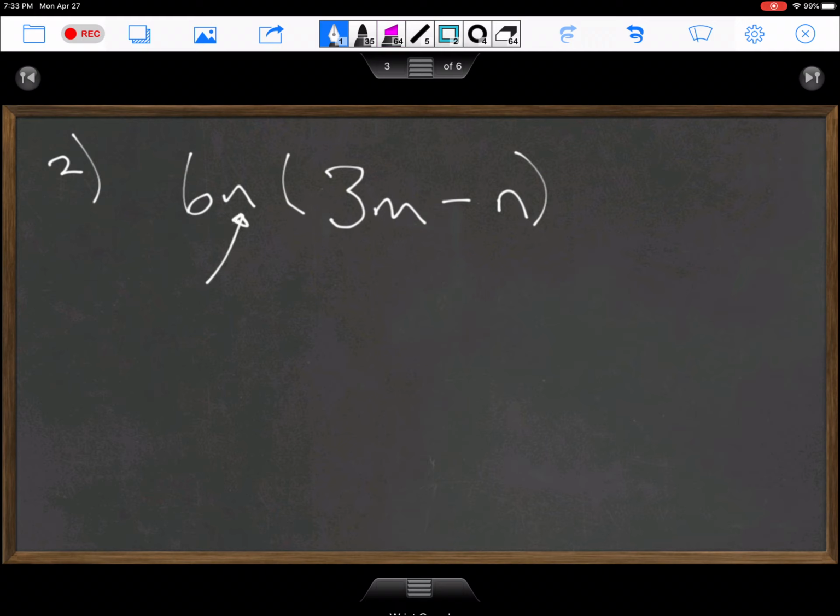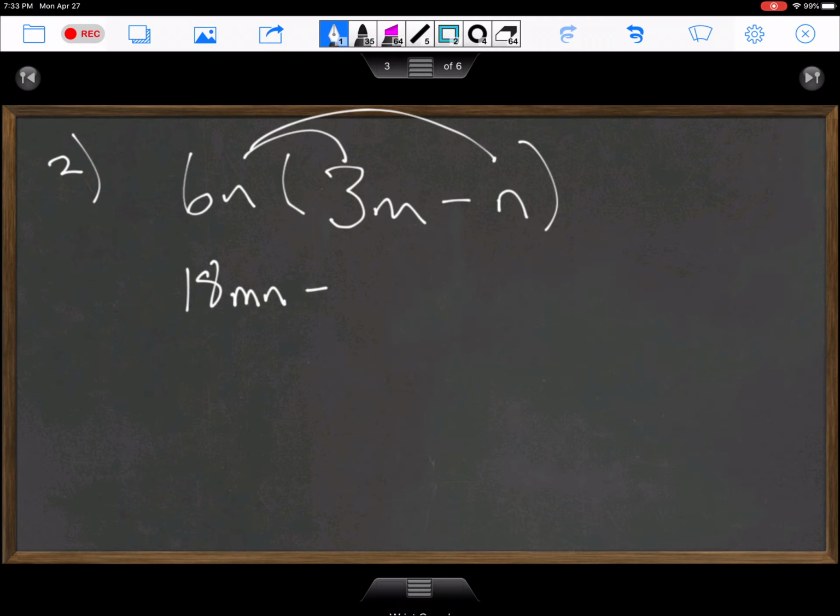You might notice we have a variable here, again, and we're going to distribute our monomial to a binomial. This is called a binomial because there's two terms in there. So I'm going to distribute. 6 times 3 is 18, and then mn. I cannot do anything with the mn, nothing with the exponents. It's an m to the first power, n to the first power.